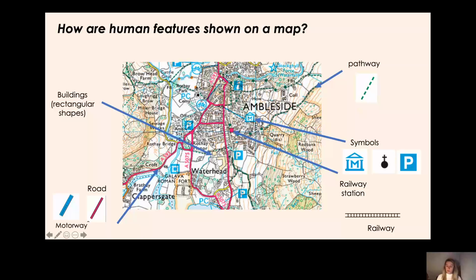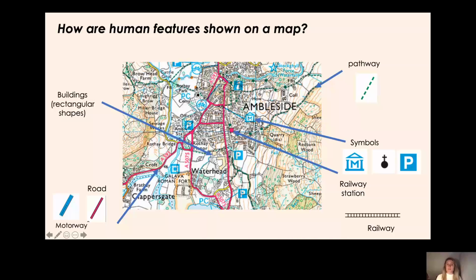Now we also have some symbols, okay? So human features like a museum, like a church, and like a car park are shown using symbols, okay? As we saw in the last lesson where we looked at all of the different symbols that were used on an ordnance survey map, we saw that a museum had a symbol like that, and a church had a symbol like that, and a parking area had a symbol like that. We looked at all of those last lesson.